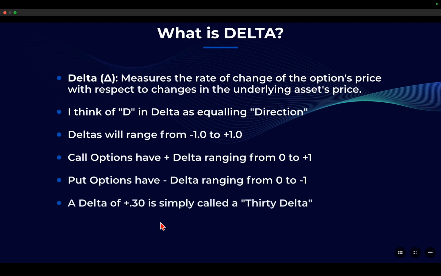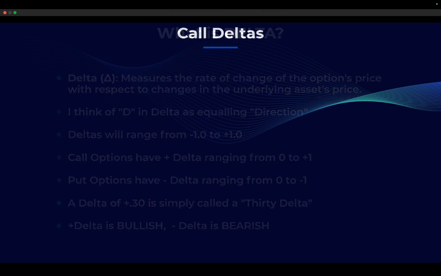And for simplicity's sake, if something has a delta of a positive 0.30, for example, we simply call it a 30 delta. We don't say it's a 0.30 delta. Some people get confused on that aspect as well. And it's important to remember that positive delta is bullish, negative delta is bearish.